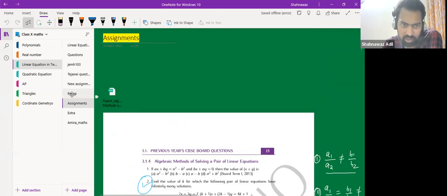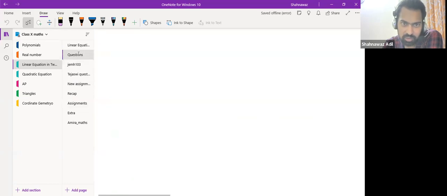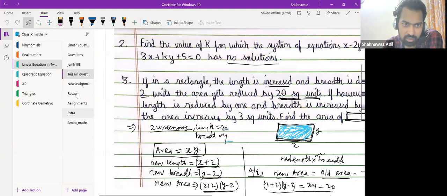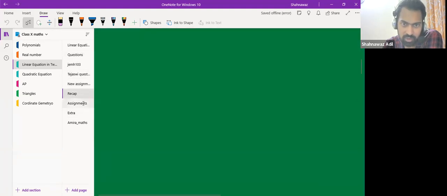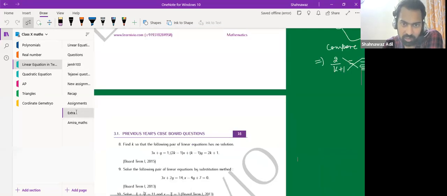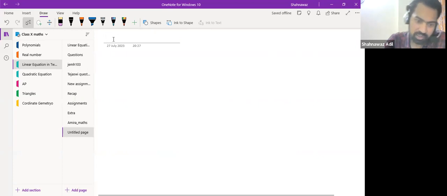This is the algebraic method. Equation. Okay, so let me open that. Let me bring that.